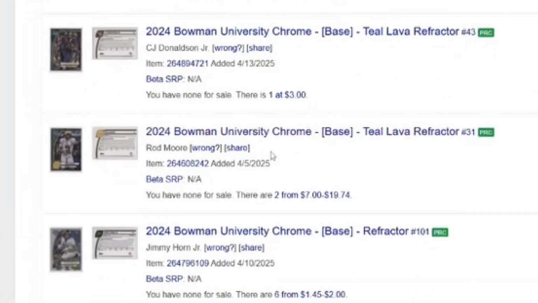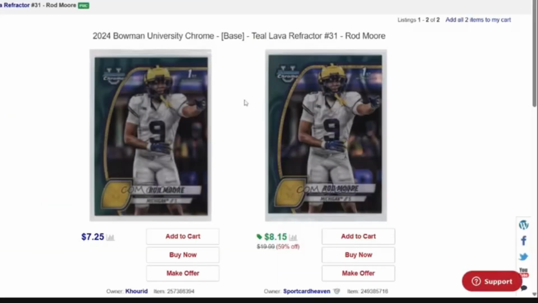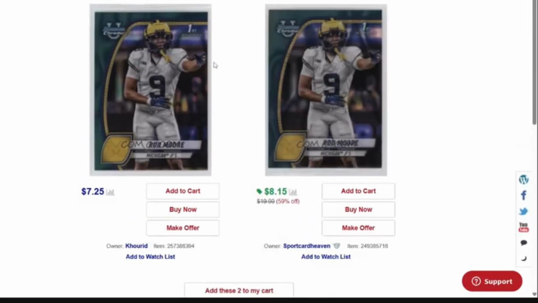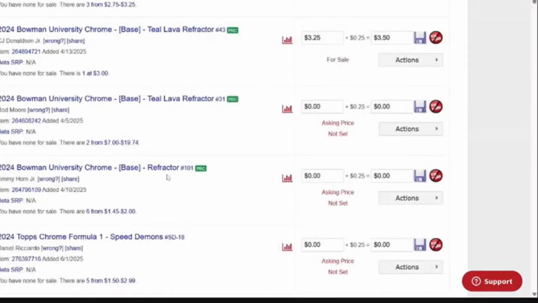Here we have a Teal Lava Refractor of Rod Moore. There are two for sale from $7 to $19.74. That doesn't sound right. Maybe it is. $7.25 and $8.15. So I guess he's a pretty decent player. I didn't know that. I am going to go right in between the two, and I'll say $8 for this one, or $7.99.